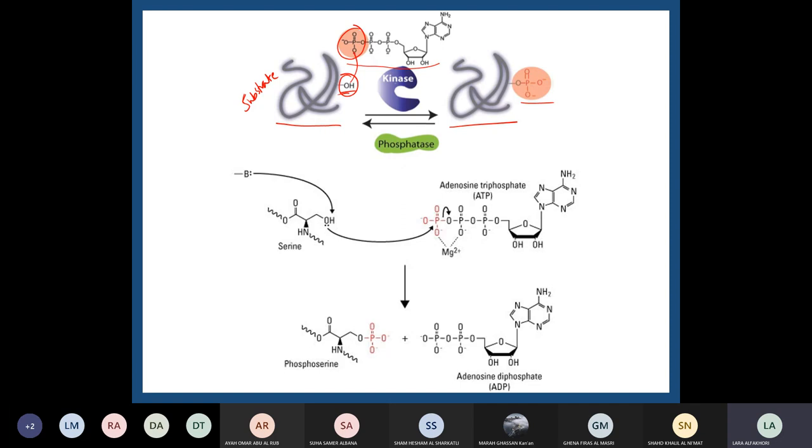Now, chemistry-wise, how do they do so? The hydroxyl group in the substrate, which acts as a nucleophile, will attack the phosphate group in ATP. This is how the covalent bond between the phosphate and the hydroxyl forms, and the substrate enzyme gets phosphorylated. It's simply a nucleophile-electrophile attack, which is catalyzed by the enzyme. The enzyme brings the ATP and the substrate's hydroxyl group close together, anchors them inside the active site, and activates or catalyzes this process.